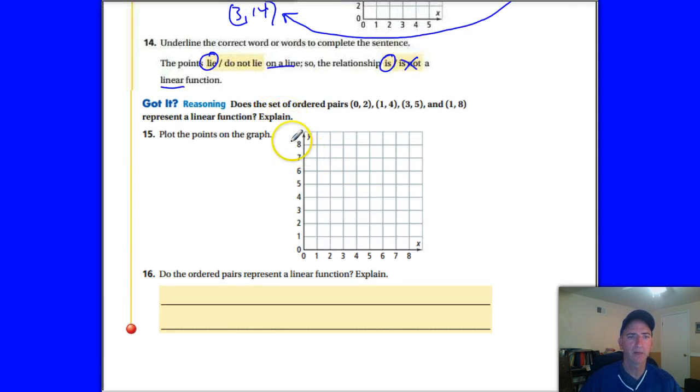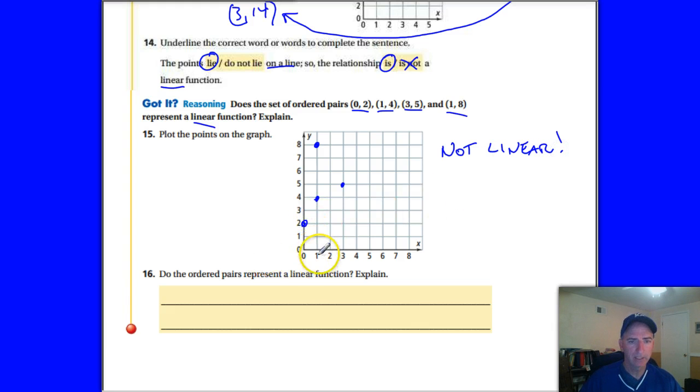Does this set of ordered pairs make a linear function? Let's plot them real fast. (0, 2), (1, 4), (3, 5), and (1, 8). Okay, definitely it's not linear, because it doesn't make a line.